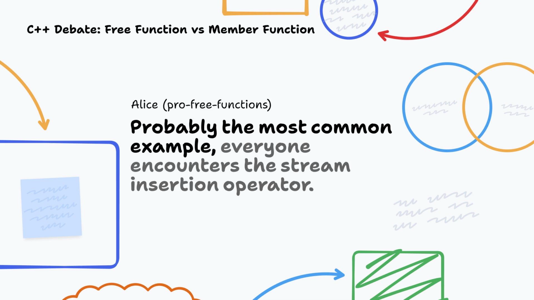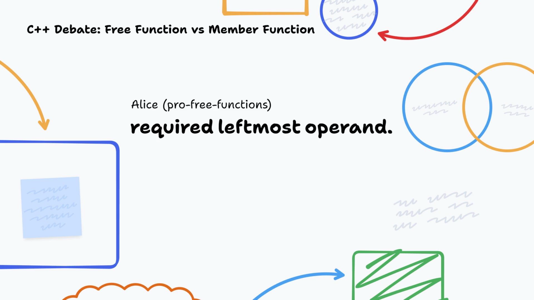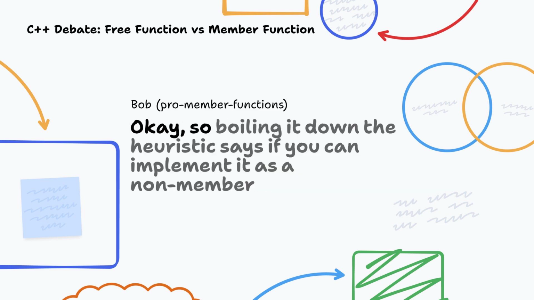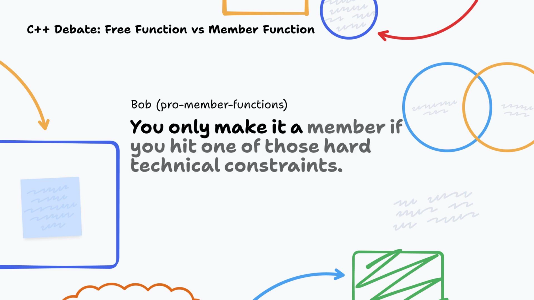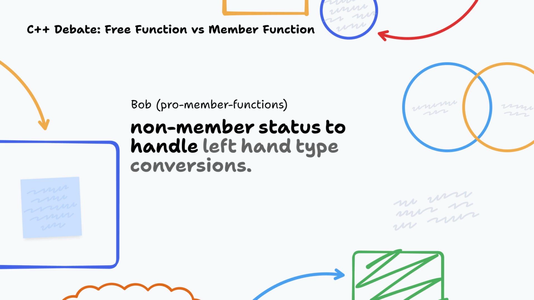Or probably the most common example everyone encounters, the stream insertion operator, operator<<. It absolutely has to be a non-member function so that the stream object, like std::cout, can be the required leftmost operand. You can't make std::cout suddenly have a member function for every type you might want to print. Okay, so boiling it down, the heuristic says, if you can implement it as a non-member, non-friend function using only the public interface, you should. You only make it a member if you hit one of those hard technical constraints. Virtuality, language mandate for certain operators, essential non-public access, or, conversely, the need for non-member status to handle left-hand type conversions.